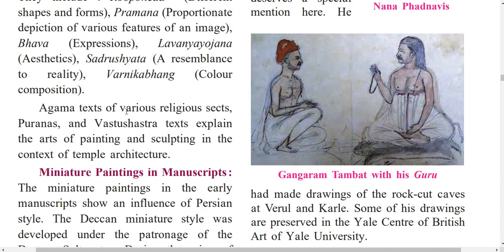Agama, texts of various religious sects, Puranas and Vastushastra texts explain the arts of painting and sculpting in the context of temple architecture.